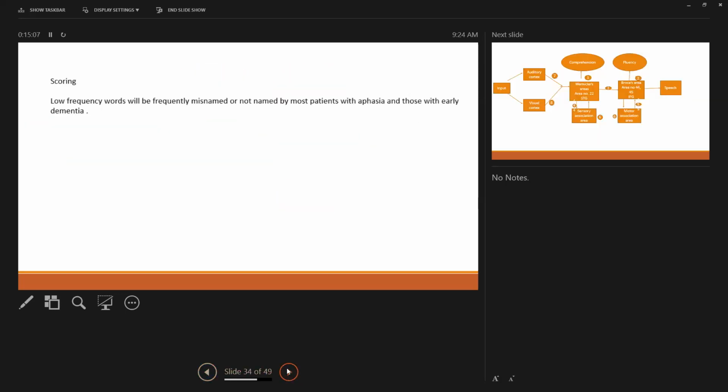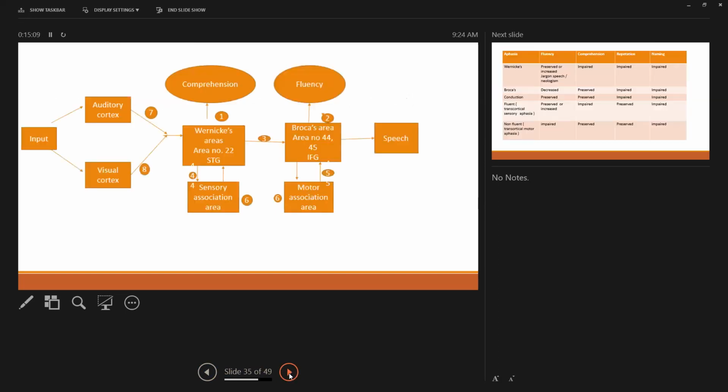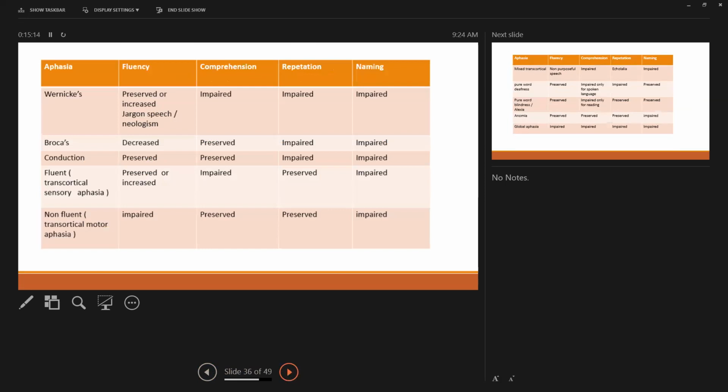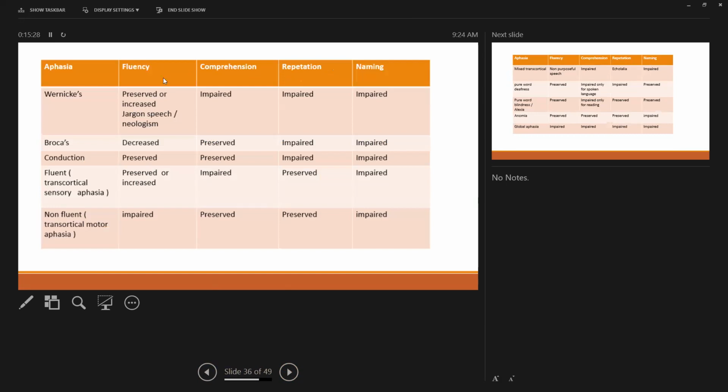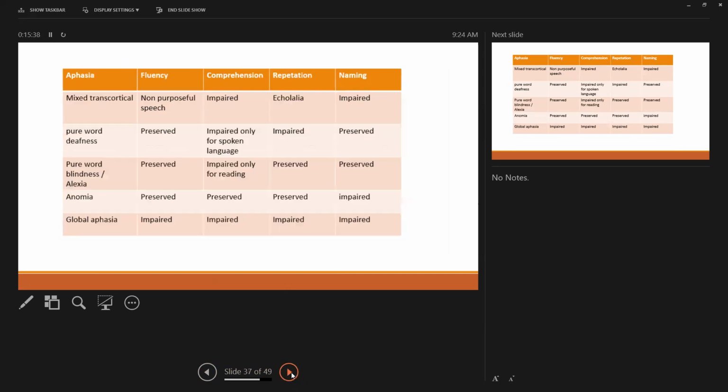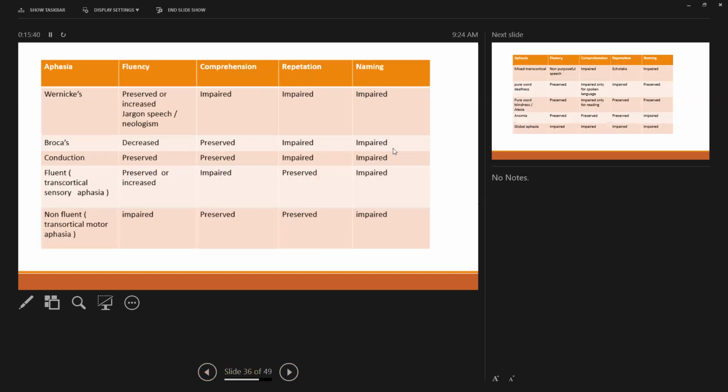So there are various aphasias. First is Wernicke's aphasia. In Wernicke's aphasia, the problem is in Wernicke's area, number 22, which is in the superior temporal gyrus. This area is responsible for comprehension. So in Wernicke's aphasia, there will be impaired comprehension. However, because Broca's area is intact, fluency will be preserved. There will be impaired repetition, and naming will be impaired.